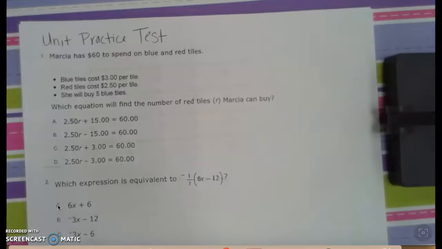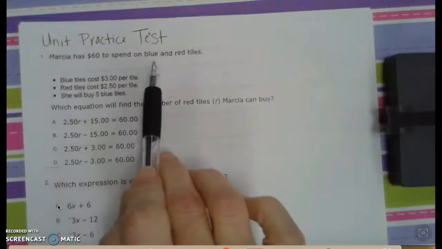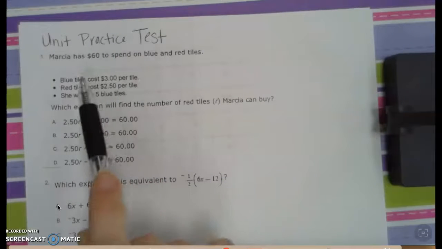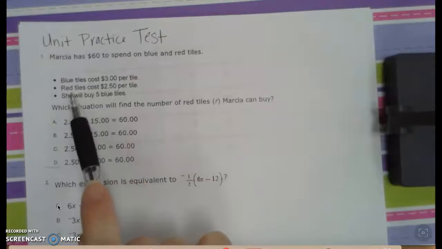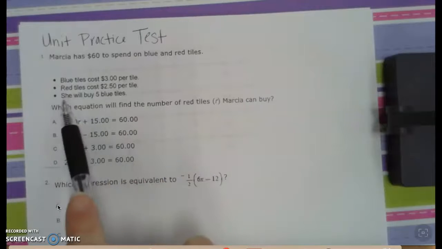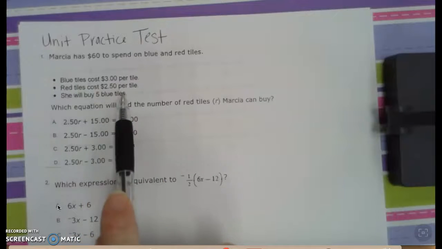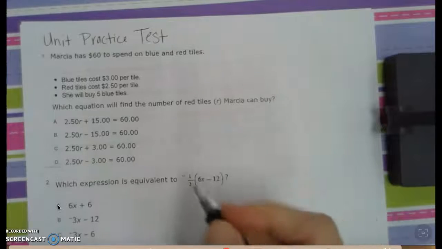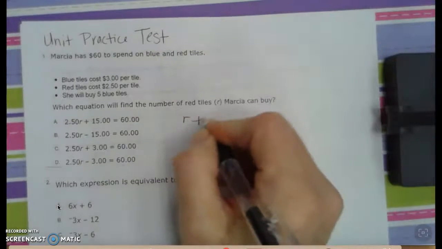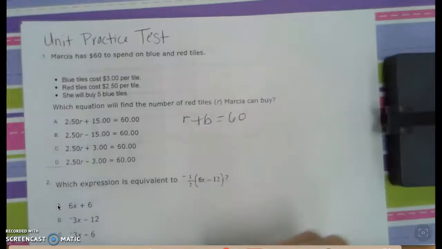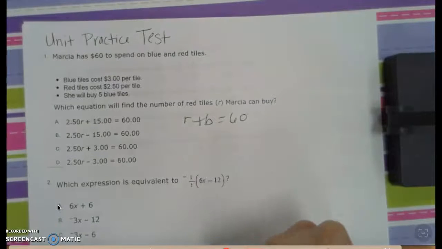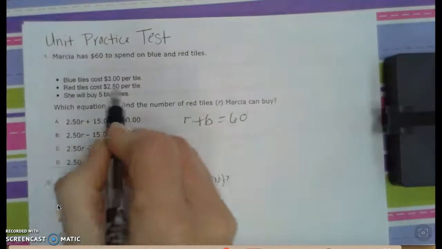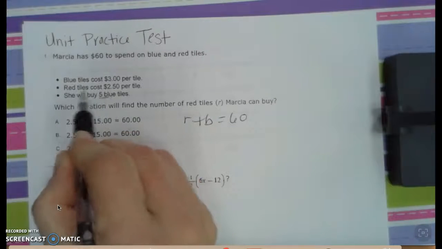All right, Marcia's got $60 to spend on blue and red tiles. We know that blue tiles cost $3, red tiles cost $2.50, and she buys 5 blue tiles. Okay, so we got to figure out an equation. So I like to just put my red plus my blue equals $60, so I know what I'm dealing with. So it tells me up here that I buy 5 blue tiles.